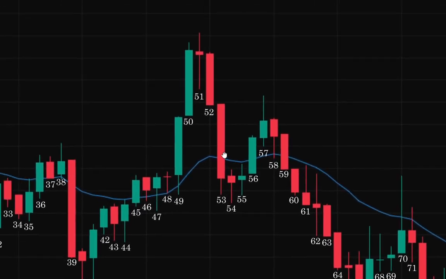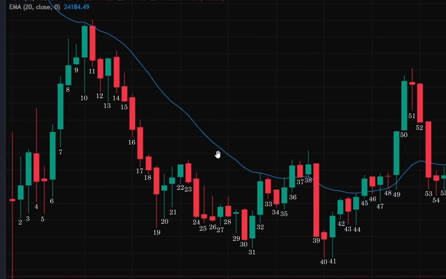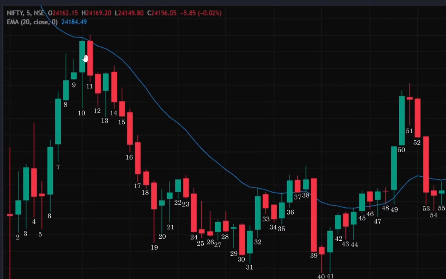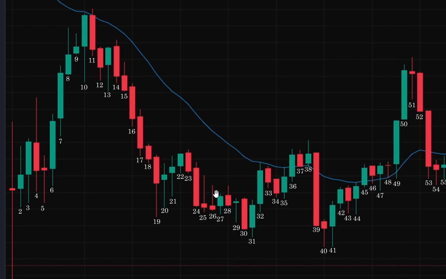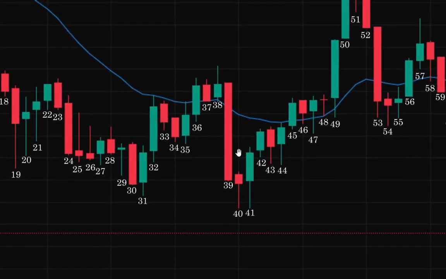Sometimes the mistake that people, or I, used to make is that once there is a good move, I will enter at any point at this place thinking that this is a breakout. This is the scenario where most people get trapped.